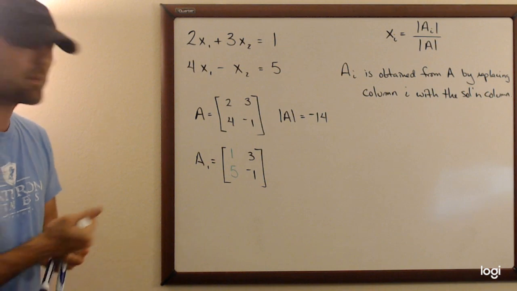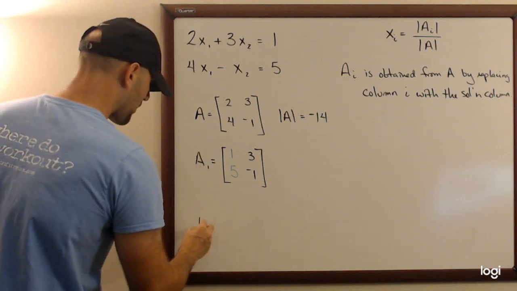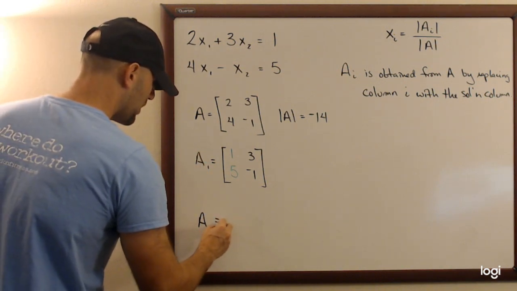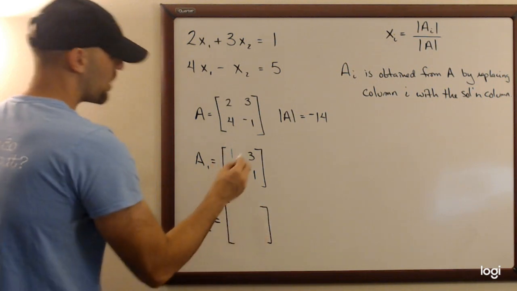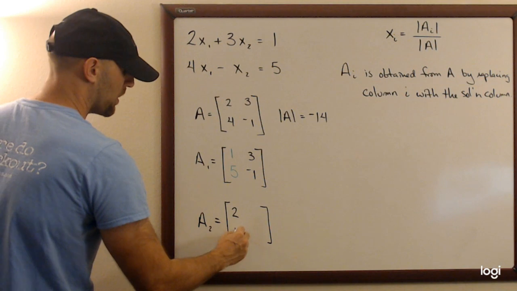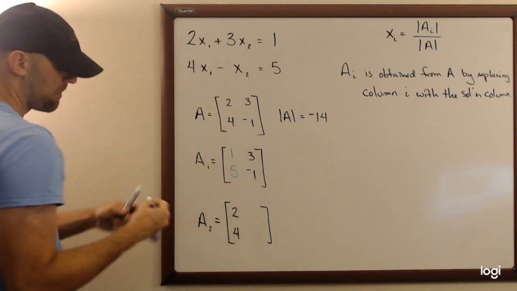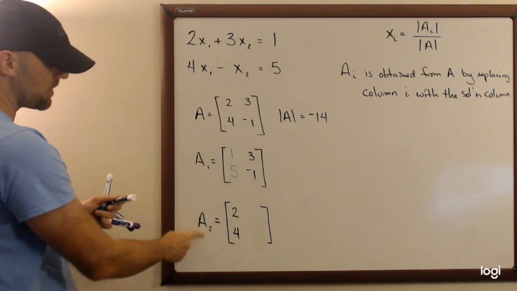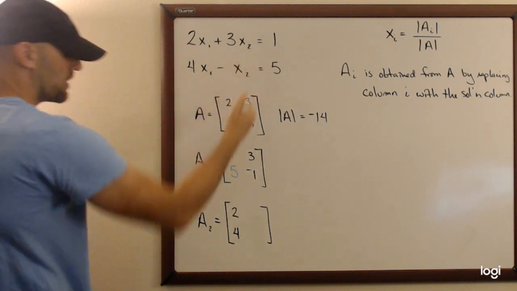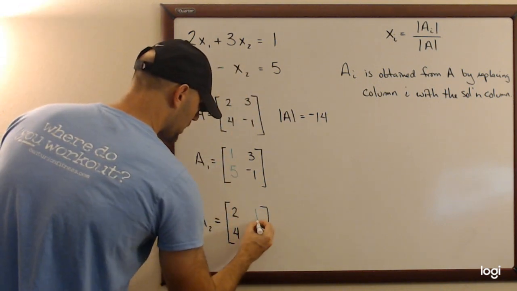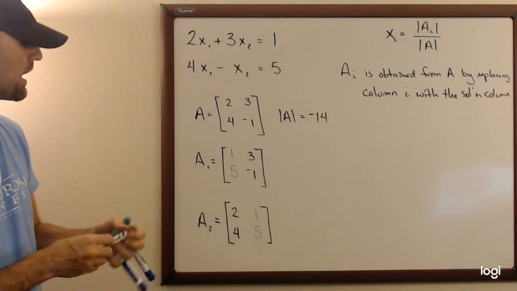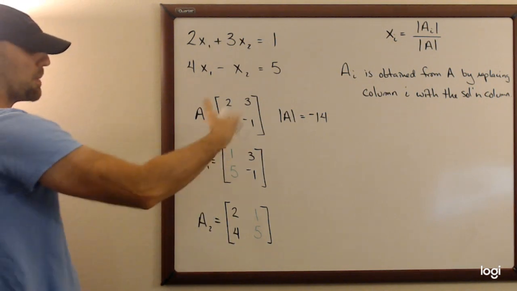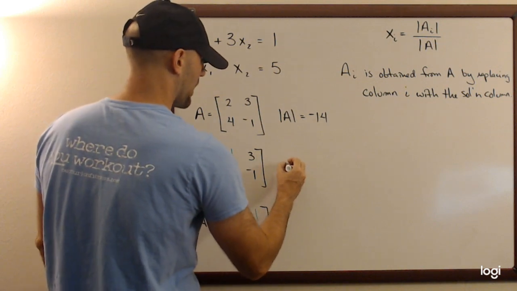A sub 2 I can make in the exact same way. Again, here i is 2, so I want to keep column 1 the same. Column 1 is 2, 4, again obtaining this from A. But column 2, since it's A sub 2, gets replaced with the solution column, 1, 5. Okay. And now I can go ahead and find the determinants of these. Again, these are 2 by 2 matrices. It's not terribly difficult.